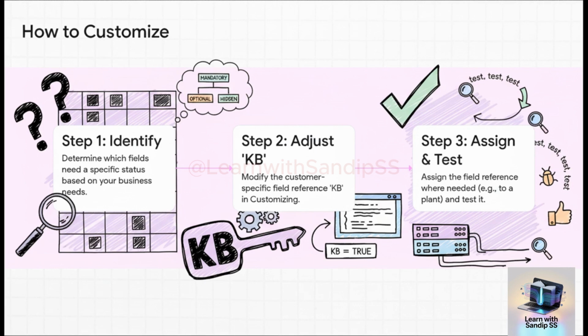First, step one is to identify. You have to start with your business process. What information is absolutely critical? Which field needs to be mandatory to stop errors from happening down the line? Step two, adjust. This is where you go into the system's back end, into customizing, and you modify that special KB field reference we talked about. This is where you set your new rules. And finally, step three, assign and test. You assign your new field reference where it's needed, maybe to a specific material type or a plant. And then, the most important part, test it, and then test it again. Make sure it works exactly the way you want it to.